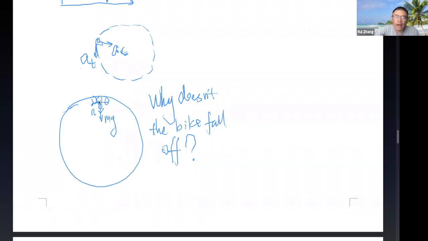There's no force going up, right? Are there? I don't think so, right? There's no force going up. So we see there are two forces going down, but why doesn't the bike fall off? Does that violate Newton's second law? Okay, try to answer it, maybe either talk or send me a message.